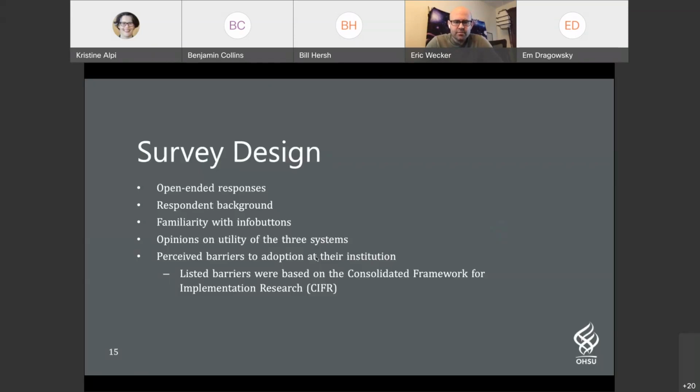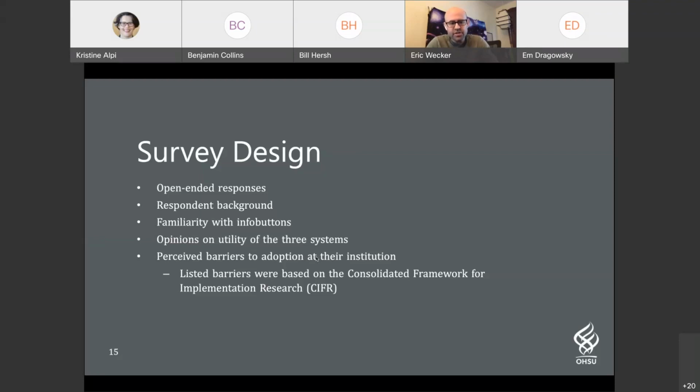So the survey was designed with open-ended options. There's an option for respondents to have open-ended responses. They collected information about their background, their familiarity with Infobuttons, opinions on the utility of these three systems, and then the meat of it is the perceived barriers to adoption at their institution.